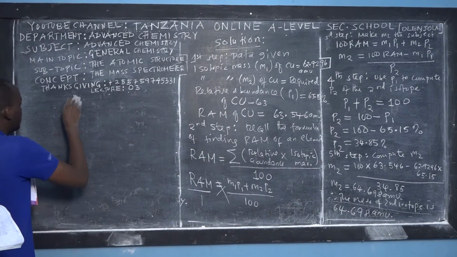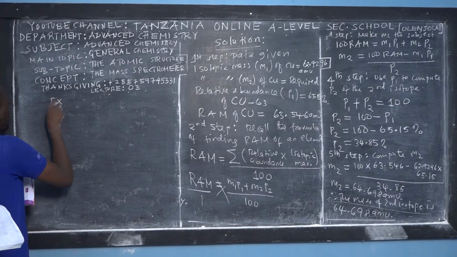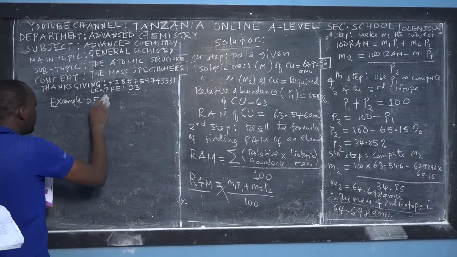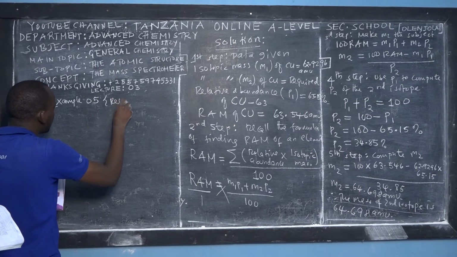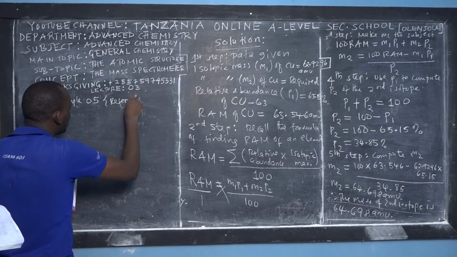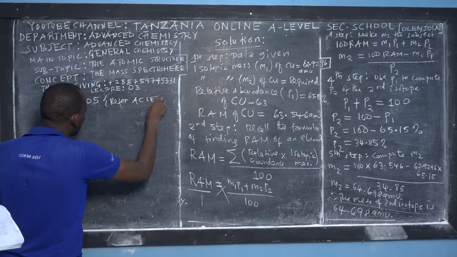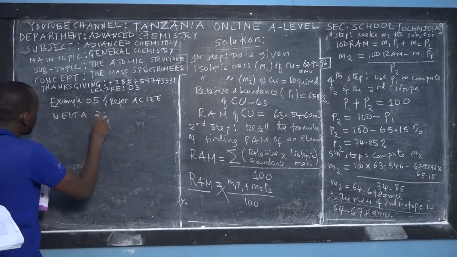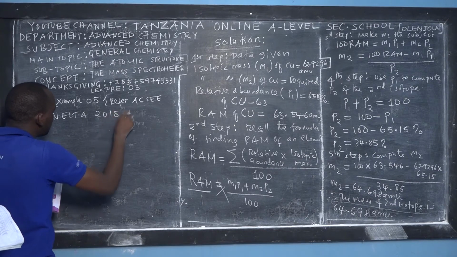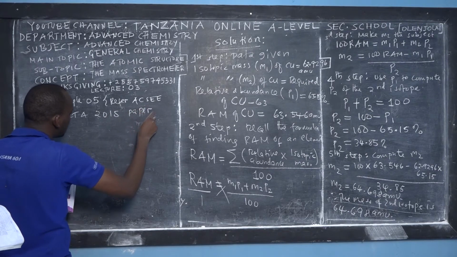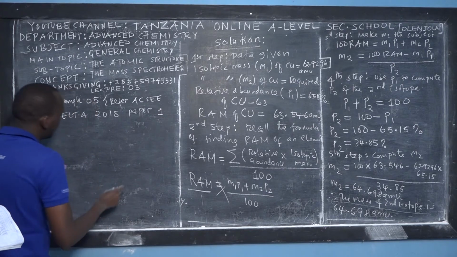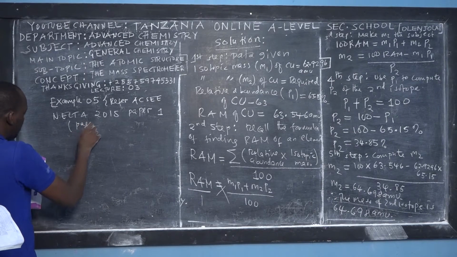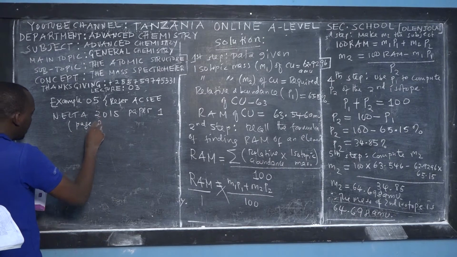So let me solve it for you. So this is example 4, example 5, sorry. And this one, you have to refer to the Advanced Certificate Secondary Education Examination, NECTA, of 2015, paper 1. Okay, paper 1. And in case of review, you'll find these questions in page 78.